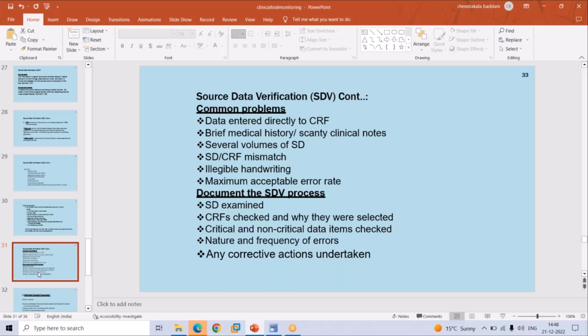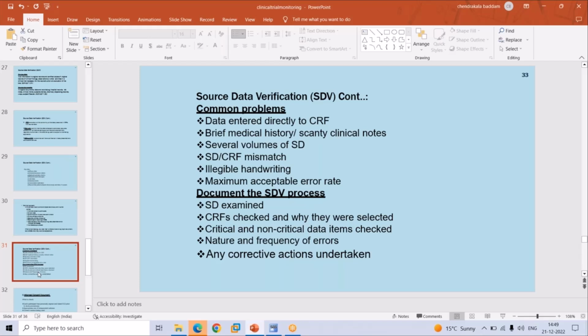That point should be clearly specified in the protocol: for which points source data will not be there and can be entered directly into the CRF. And several volumes of source documents, we have a lot of source documents. Also if there is any source document and CRF mismatch, illegible handwriting, and acceptable error rate, the maximum acceptable error rates.